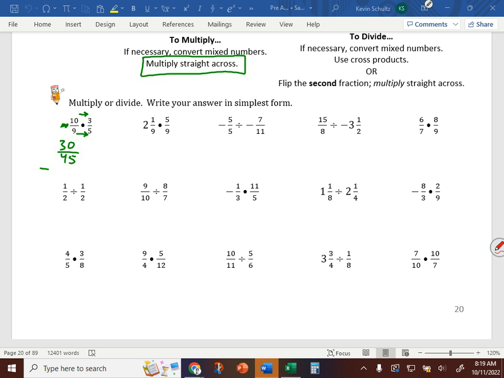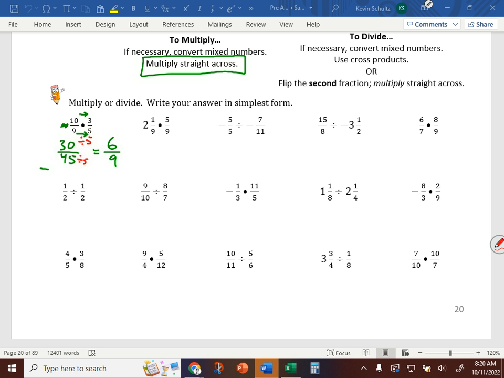Simplifying fractions is all about greatest common factor, which, hey, we did that, right? What's the greatest common factor of 30 and 45? 5 is a factor. We'll start there. It happens to not be the greatest one, but we can still use it, right? Divide both 30 and 45 by 5. That gives us 6 and 9.